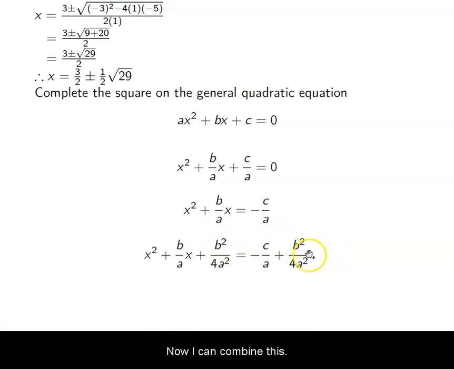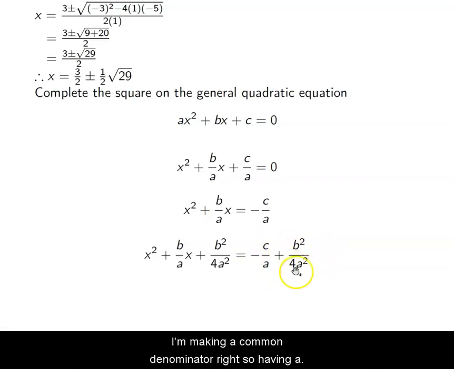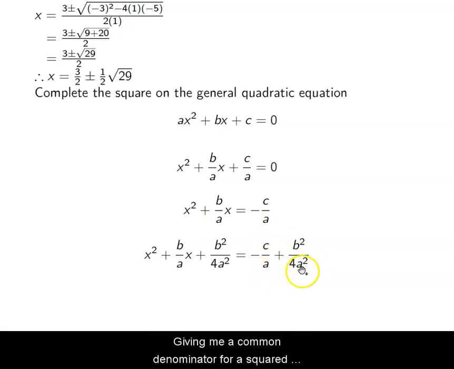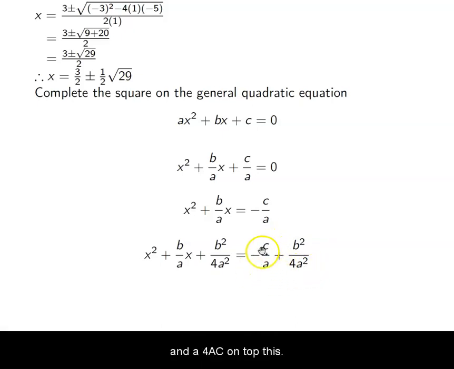Now, I can combine this by making a common denominator. So I have an a, I have a 4a squared, so this already has an a, but what this does not have is a 4 or that second a. So top and bottom here, I would need to multiply times 4a, giving me a common denominator of 4a squared and a 4ac on top.